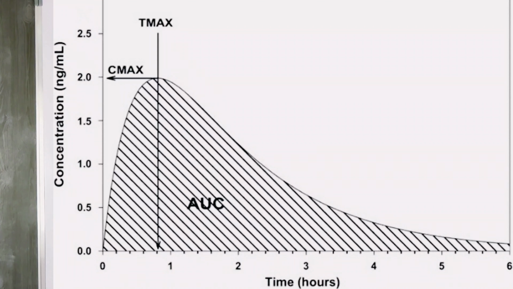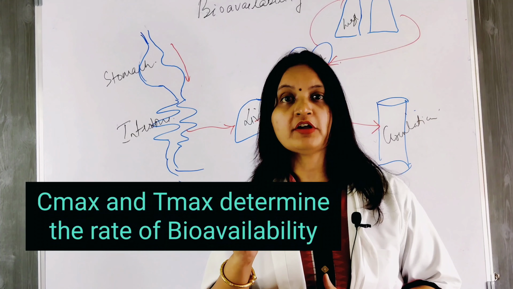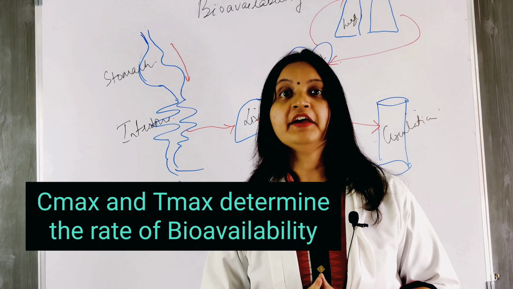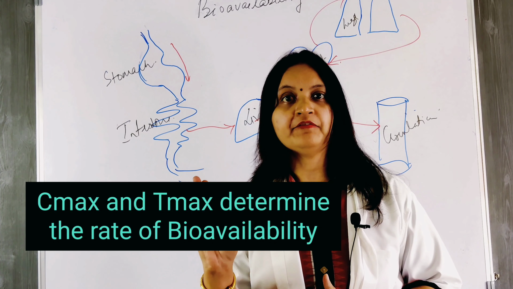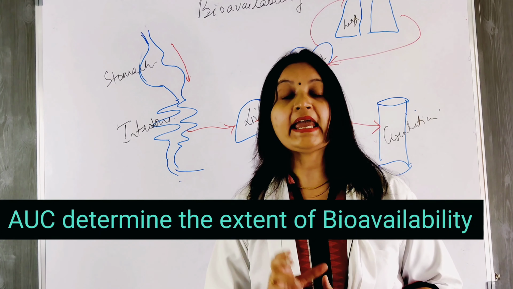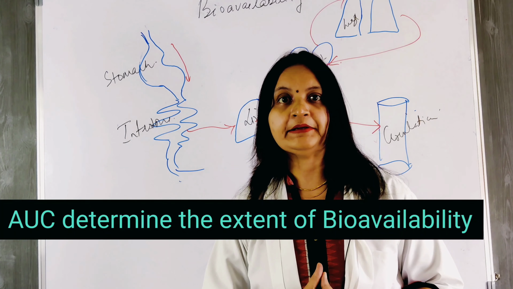Three important characteristics are noted. 1. The peak plasma concentration or the Cmax. 2. The time taken to achieve the peak plasma concentration, which is the Tmax. 3. The area under the curve. So Cmax and Tmax, that is the peak plasma concentration and the time taken to achieve the peak plasma concentration, reflect the rate of bioavailability, whereas the area under the curve reflects the extent of bioavailability.